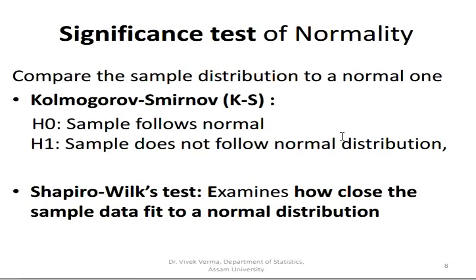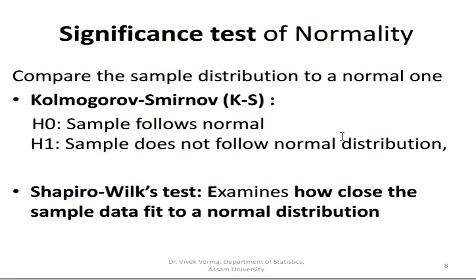What it says is that it starts with an assumption, in the context of the normal distribution, that the null hypothesis is saying that the data is following near normality, whereas the alternative hypothesis, which is against the null, is saying that the data is not normal. It may be some distribution other than the normal.